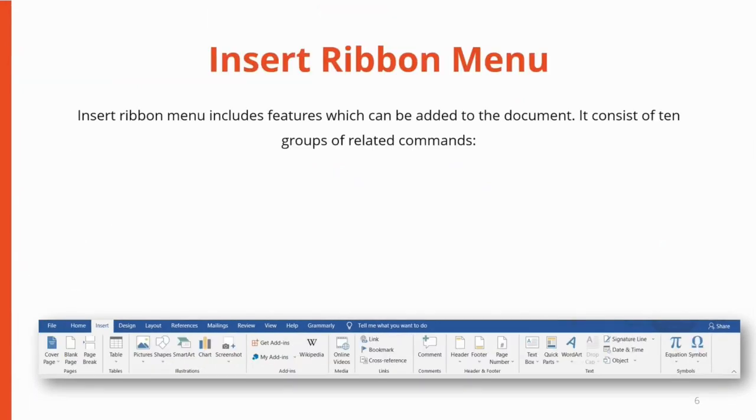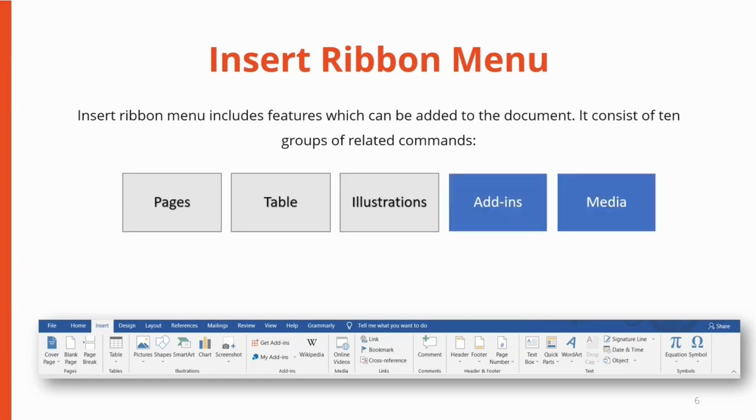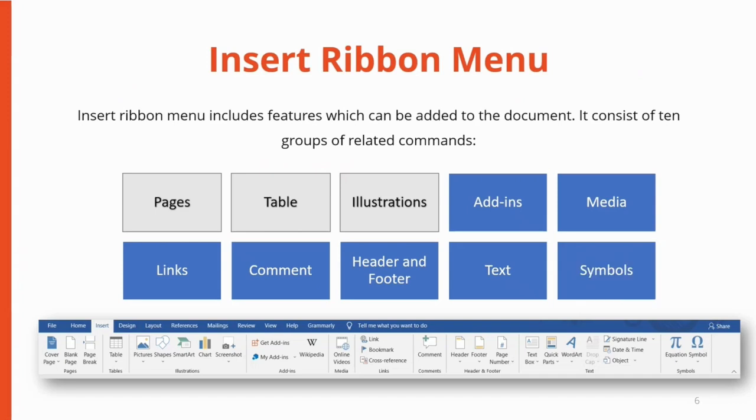What is the insert ribbon menu? The insert ribbon menu includes features which can be added to the document and it consists of 10 groups of related commands. Let's see what they are. First are pages, table, illustrations, add-ins, media, links, comment, header and footer, text, and symbols. So let's see what the insert ribbon menu is all about.